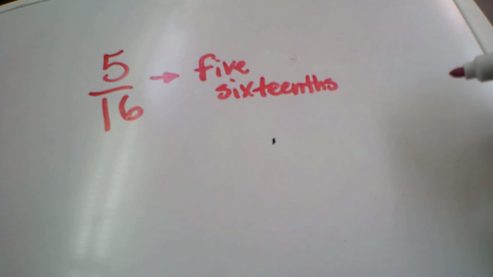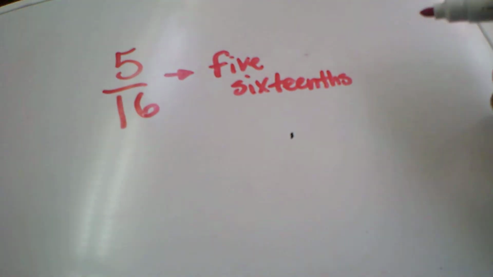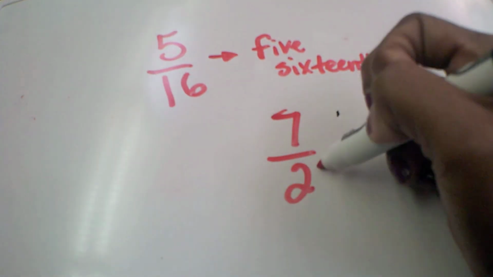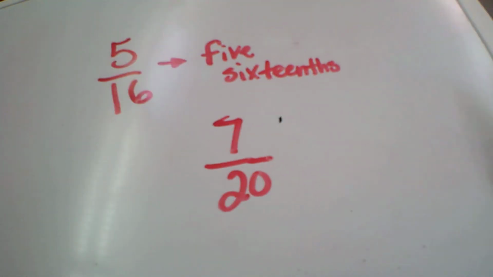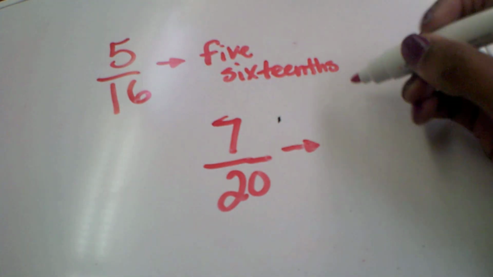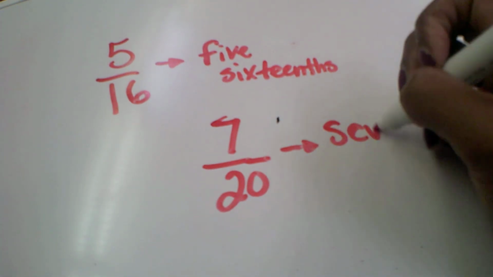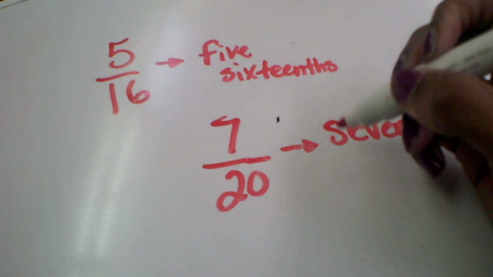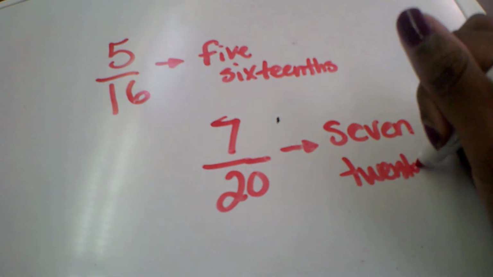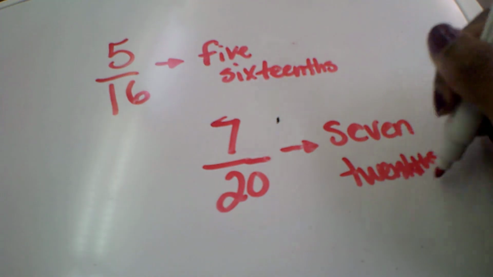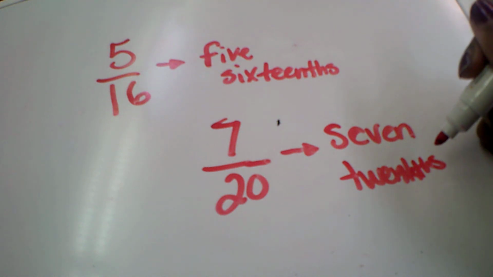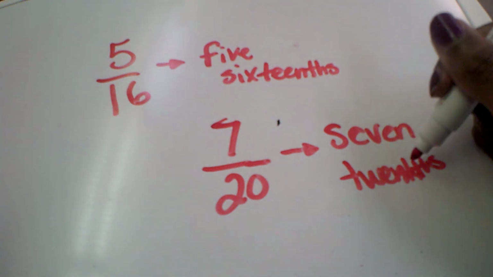Let's do another one. Let's say we have 7 over 20. We have 7 over 20, right? I'm going to say this is 7/20ths. And excuse my handwriting. You guys already know from class that my handwriting is terrible, but this is 7/20ths.